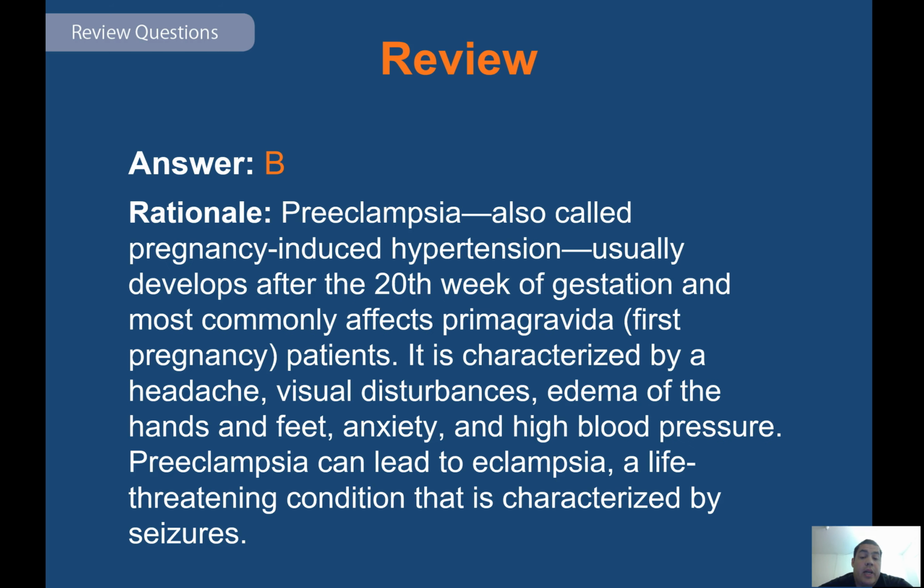So B, preeclampsia, also called pregnancy-induced hypertension, usually develops after the 20th week of gestation. Most commonly affects primigravida, first pregnancy patients. It is characterized by headache, visual disturbances, edema of the hands and feet, anxiety, and high blood pressure. Preeclampsia can lead to eclampsia, a life-threatening condition that's characterized by seizures. So be very careful on these patients. They might have seizures.